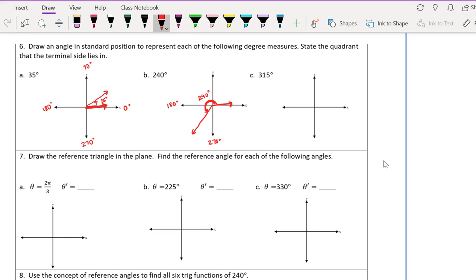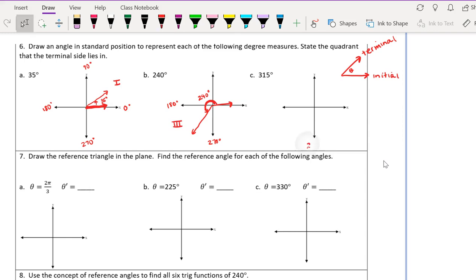So the terminal side: on an angle, we have the initial side and the terminal side, and theta is in between. This terminal side was in quadrant 1. This terminal side was in quadrant 3.